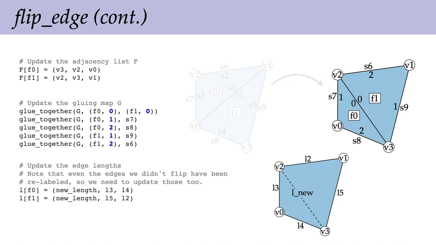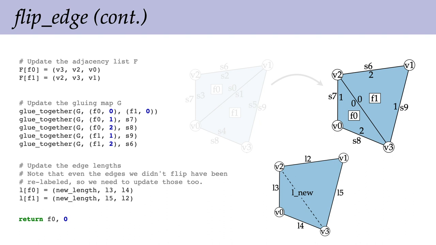We need to update the edge lengths. So not only do we need to store the new edge length we've computed because we created a new edge in the triangulation, but we also relabeled even the face sides which have same lengths that already existed. So we really need to store all six of these edge lengths in our length array. And then lastly, we're just going to return the face side that corresponds to the edge we just flipped.